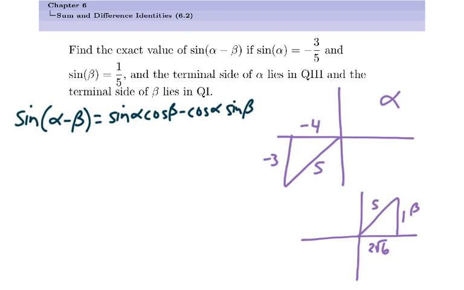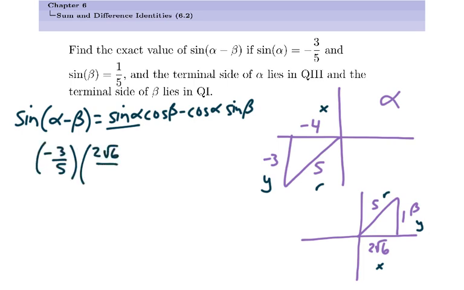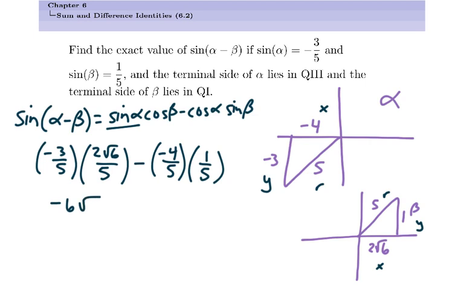So then I've solved what I know. So sine of alpha, sine is y over r. Cosine of beta is x over r. Cosine of alpha is x over r. And sine of beta is y over r. And then multiply. They have a common denominator, so I can just combine as is.